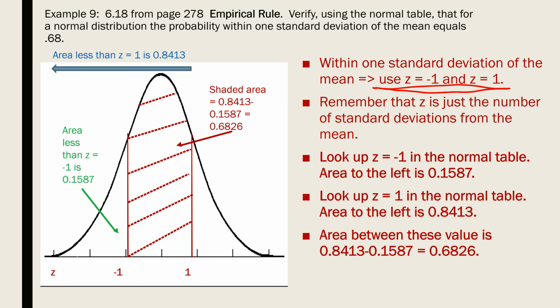We look up z equals -1 in the normal table. It tells us the area to the left is this number, which is the transparent area. Then we look up z equals +1 in the normal table. It tells us the area less than this vertical line is this number. So the shaded area should be calculated as the area less than z equals positive 1 minus the area less than z equals negative 1, which is this number.